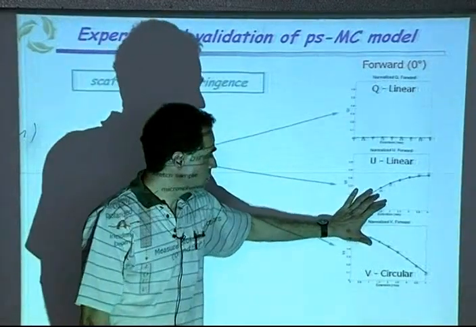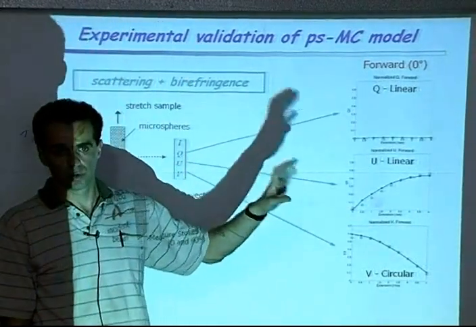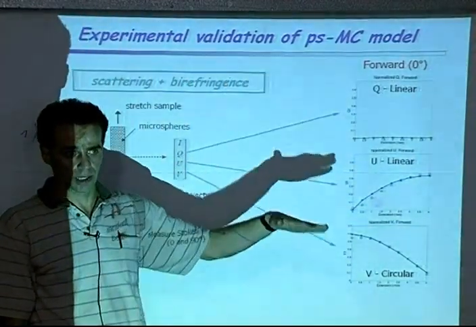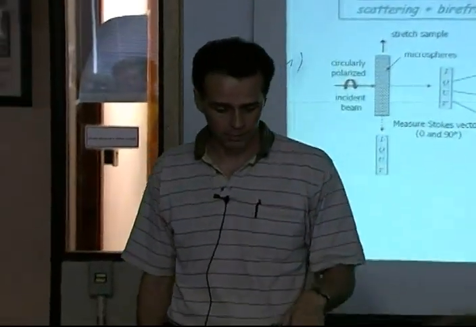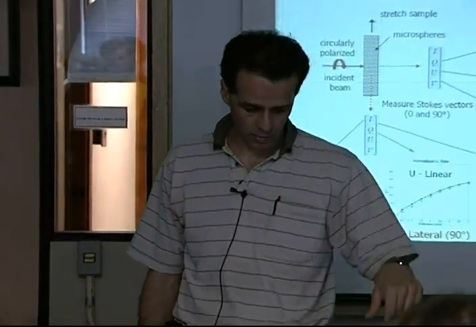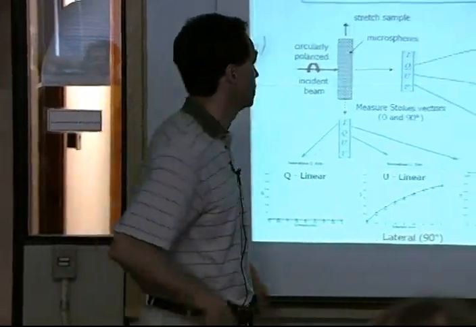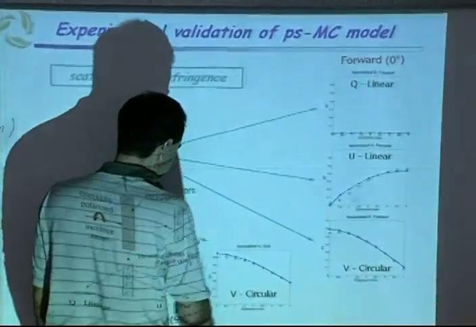And the sum of these two will give us the degree of total polarization, which is actually going down because there's scattering involved. So it gives us a whole bunch of information. And we can do this in the forward direction, and this is the side direction.